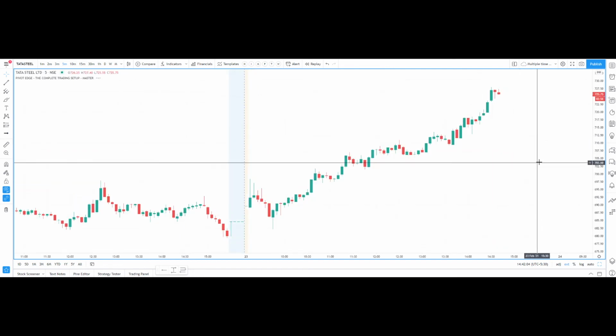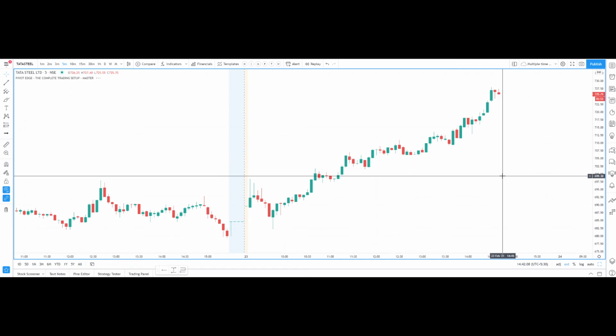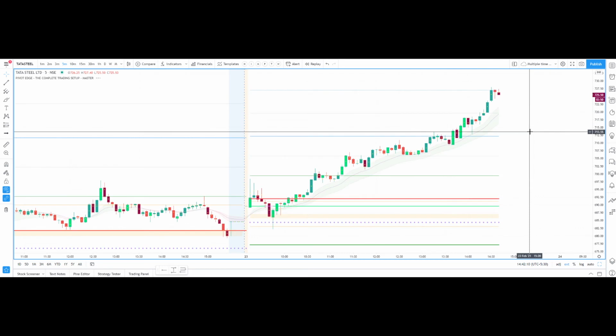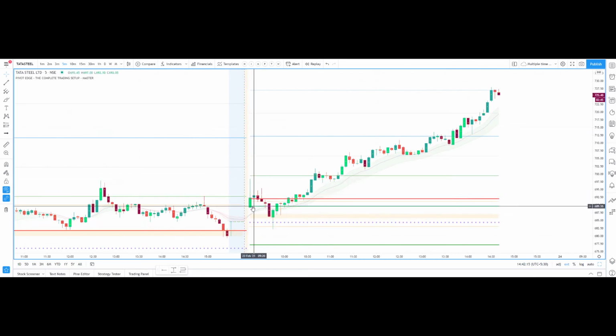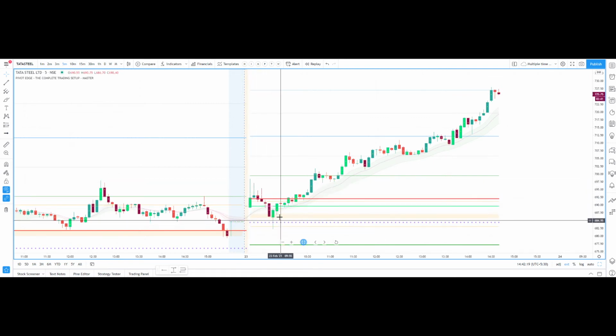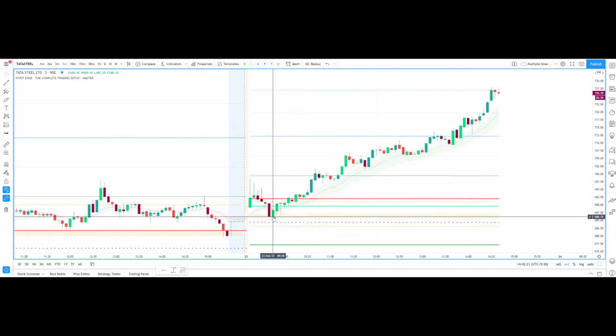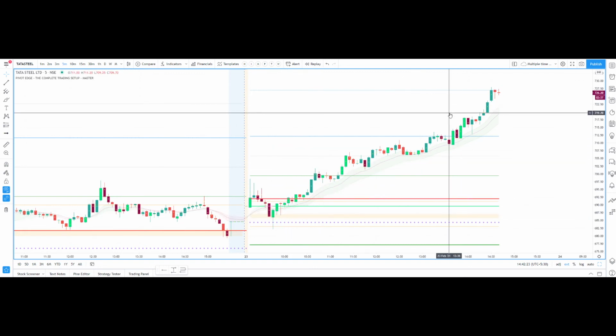Tata Steel is doing good today, metal is showing good recovery. Okay, so first you got a buy signal, after that a small correction, then again it took support here and then it went, so continuously it has rallied.